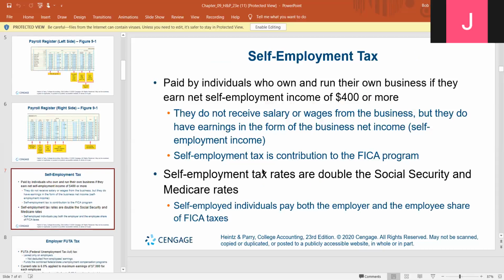Self-employment tax. We're not going to get involved in self-employment tax, except to point out that they have to pay double Social Security if you're self-employed. Self-employed individuals pay both the employer and the employee share of FICA.